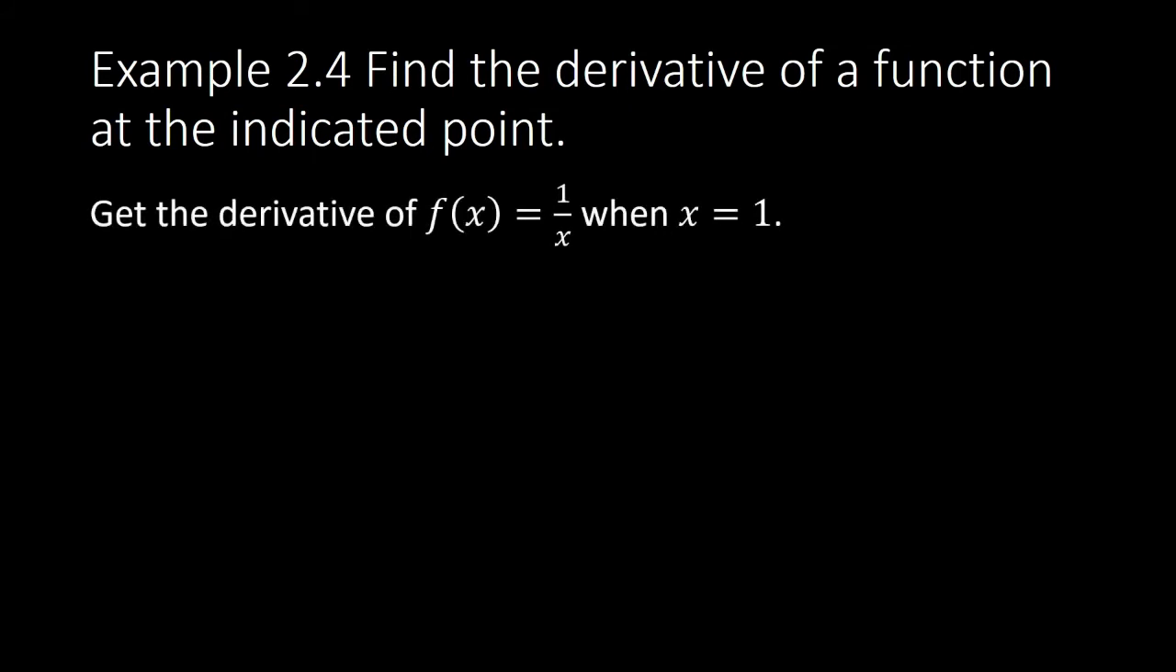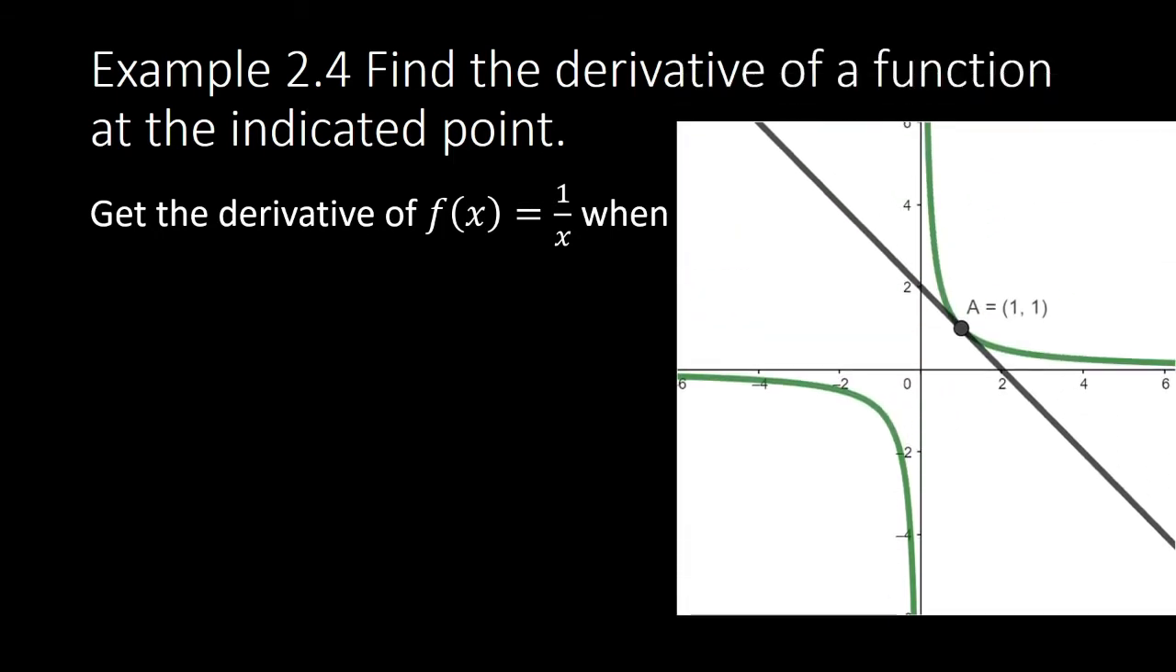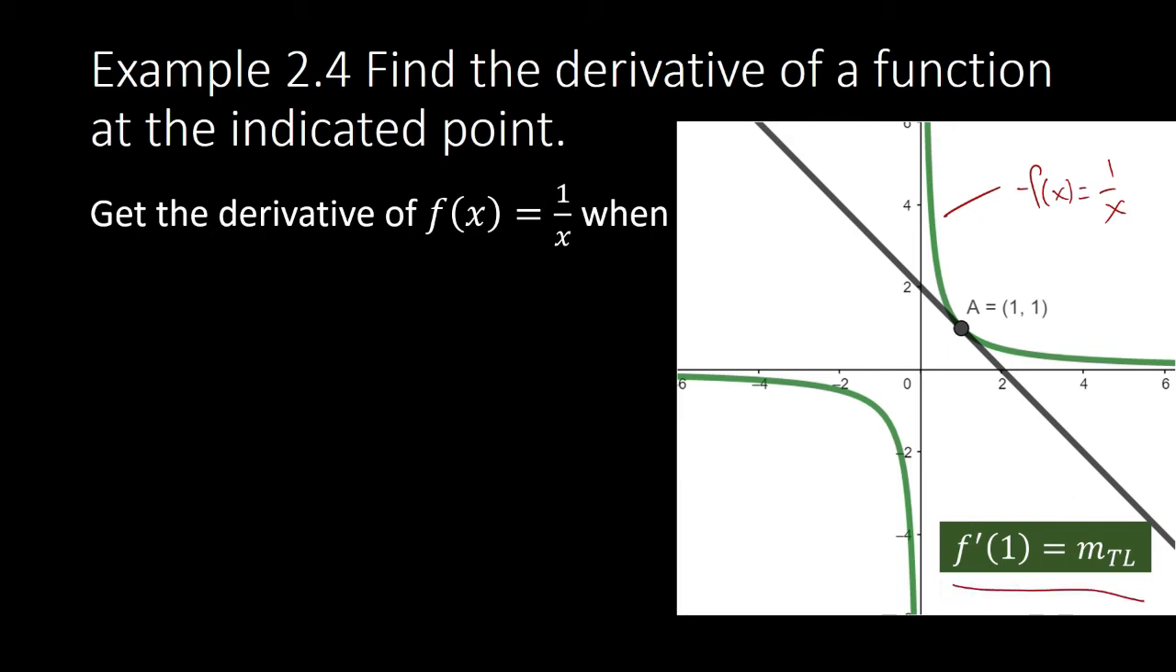Find the derivative of a function at the indicated point. Get the derivative of f of x is equal to 1 over x when x is equal to 1. So just exactly what are we talking about when we are talking about the derivative? This is the graph of your function f of x is equal to 1 over x. You're familiar with this. This is your rational function. And there is a tangent line to this function when x is equal to 1. So when you say get the derivative of the function when x is equal to 1, we are looking for this. This is the slope of the tangent line.